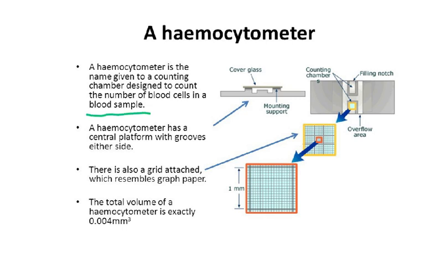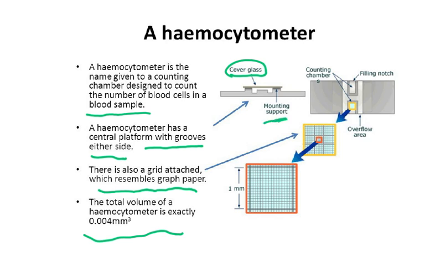And a hemocytometer has a central platform with grooves on either side. There's also a grid attached which resembles a graph paper. And the total volume of the hemocytometer is exactly 0.004 millimeter cube. So look at it, there's a cover glass and you can see the side view, there's a mounting support, there's a counting chamber, there's a filling notch, and there's an overflow area. And then of course this is the grid and we exactly know the volume which is going to fit into it. So this is a hemocytometer and we should all be very familiar with it.